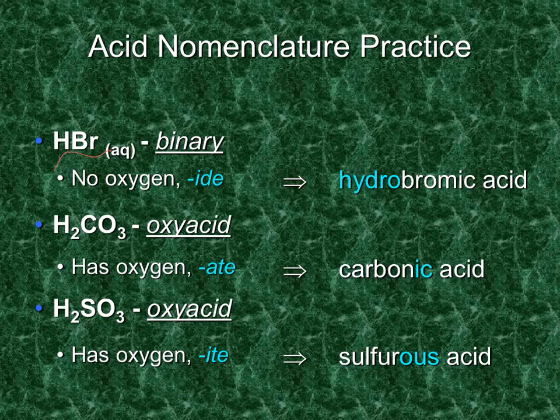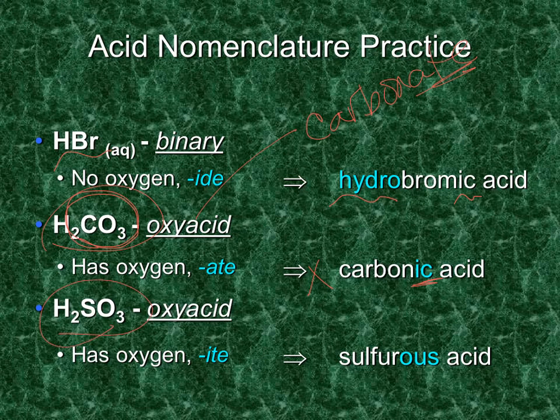HBr is binary, so we start with hydro and make sure our suffix is -ic, hydrobromic acid. H2CO3 is an oxy acid, contains 3 different elements, so there's no prefix. Look up the name of the polyatomic. It happens to be carbonate. When the polyatomic ends in "ate," the acid ends in "ic," carbonic acid.